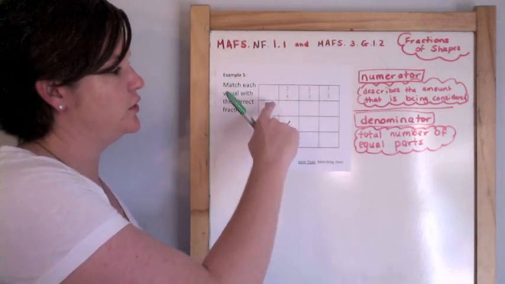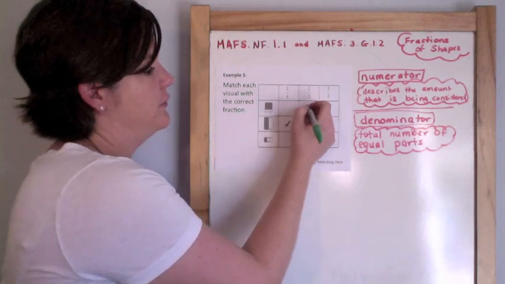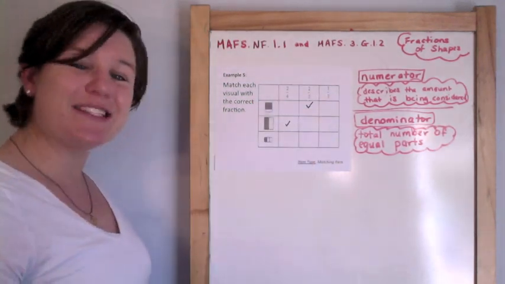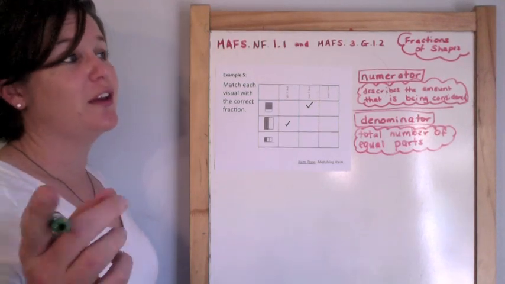Which one shows 2/3 shaded? This one has 2 shaded out of 3. Check. Not a smiley face. Not a star, although you are stars. But a check.